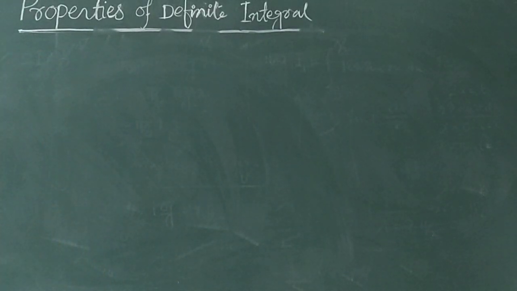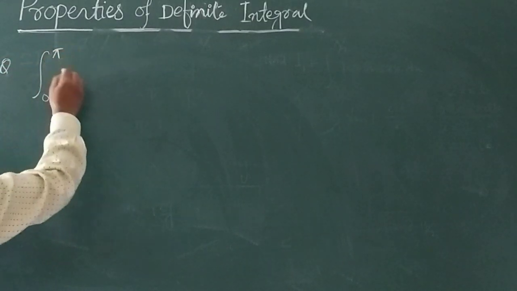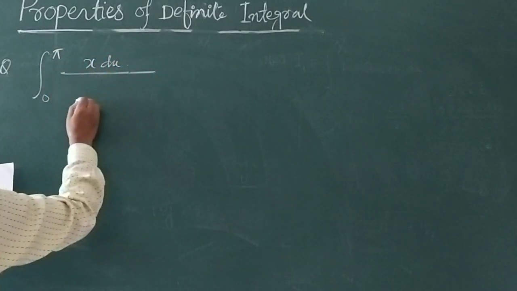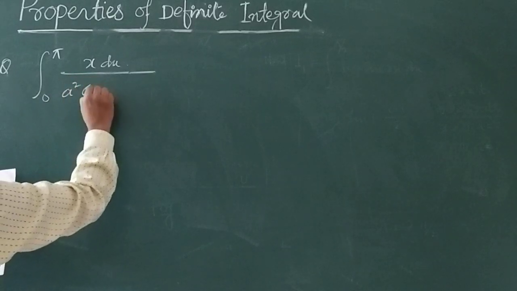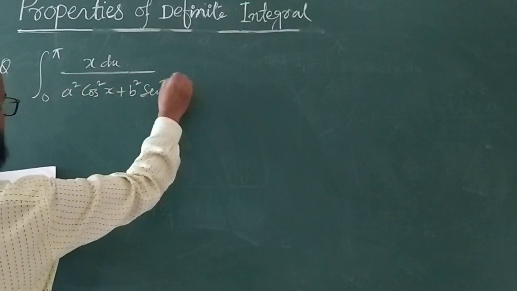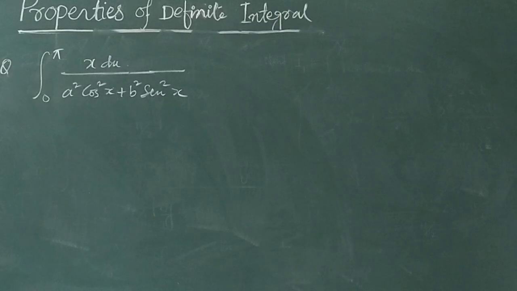The next problem is important, very very important. I am to say it is very important. The question is integral 0 to pi x dx divided by a square cos square x plus b square sin square x. This is the integral. We are going to solve this particular integral.